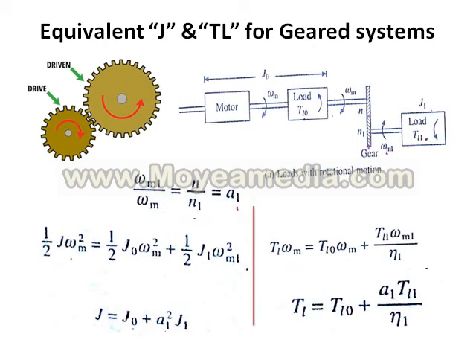Similarly, here also, if you substitute omega m1 equal to a1 omega m, it gets cancelled, giving you the total load torque TL equal to directly coupled load torque TL0 plus a1 TL1 by eta 1.